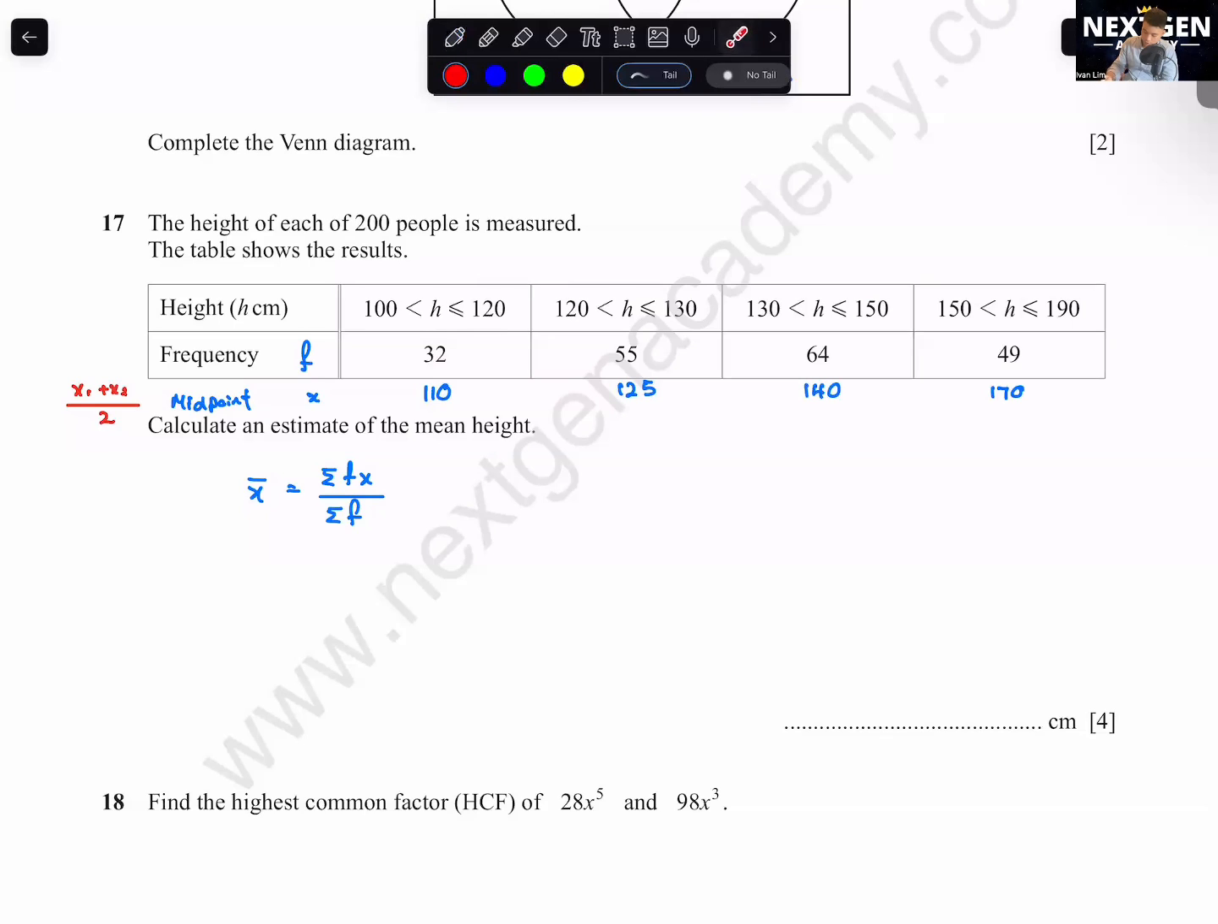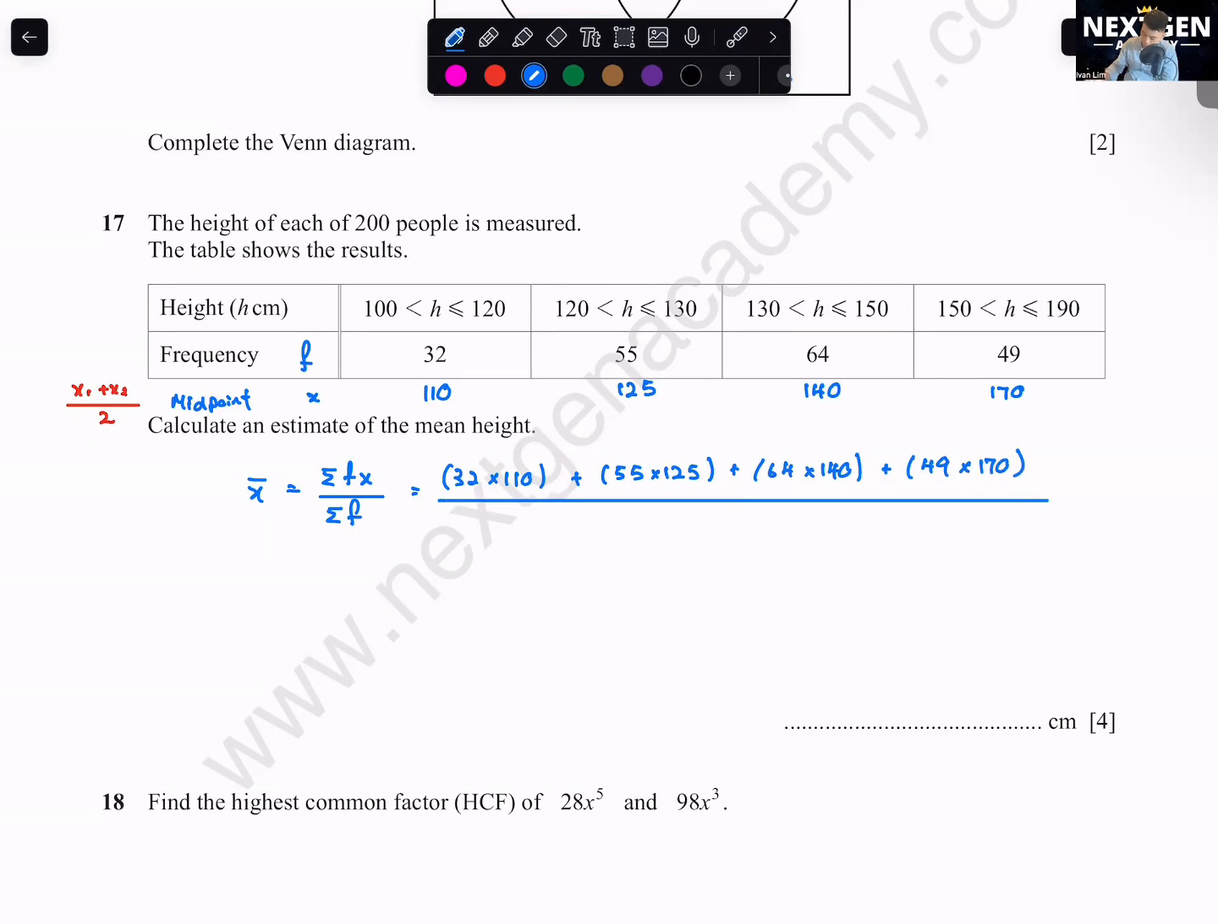You're going to take this, multiply and add it all up together. Show your working out, please. Don't just straight type in the calculator and then get the answer. 32 times 110 plus 55 times 125 plus 64 times 140 plus 49 times 170 over total. Normally they'll give you the total at 200.